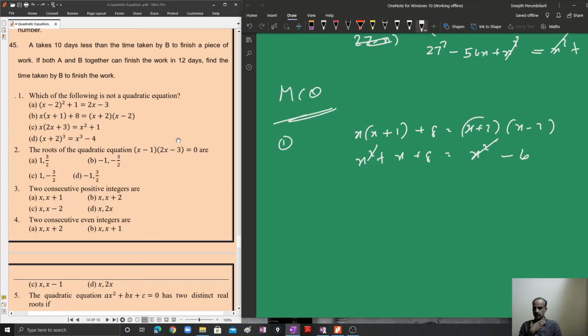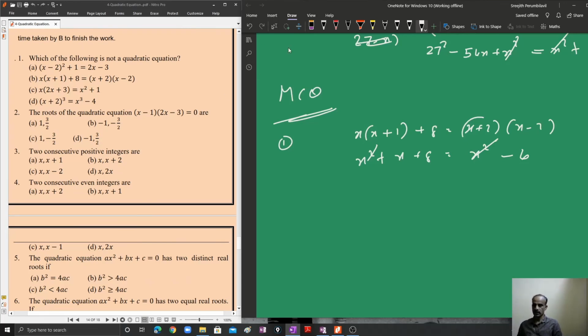So there is more than one option. There may be some error in the question, so don't be bothered about that. Both of them are coming non-quadratic. Question number 2. The roots of the quadratic equation. Solve it. You don't need to go for b square minus 4ac. This is the way of doing MCQs.